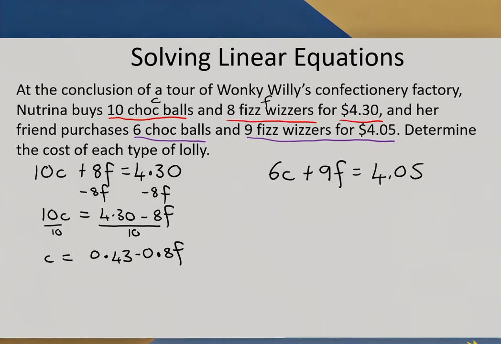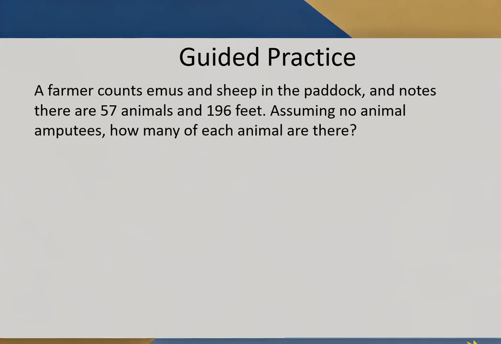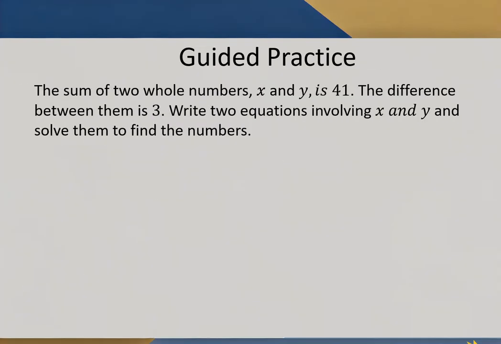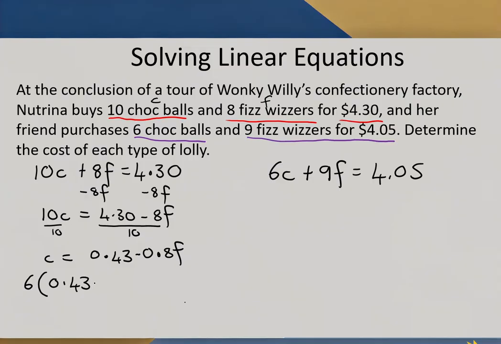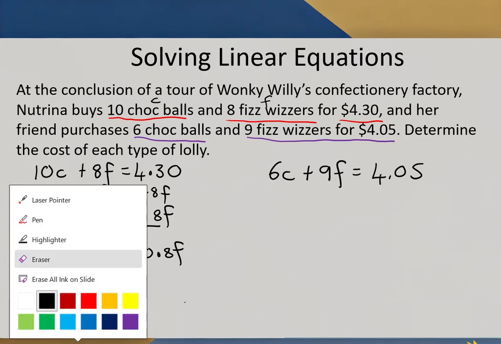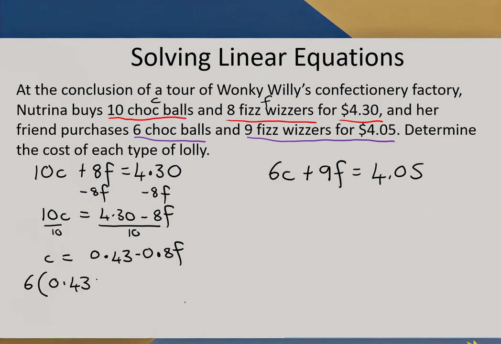So wherever I've got a C, I'll put brackets and I'll put 6 times 0.43 take away 0.8F, and then I'm plusing 9F is equal to 4.05. Now I'm just going to expand it.